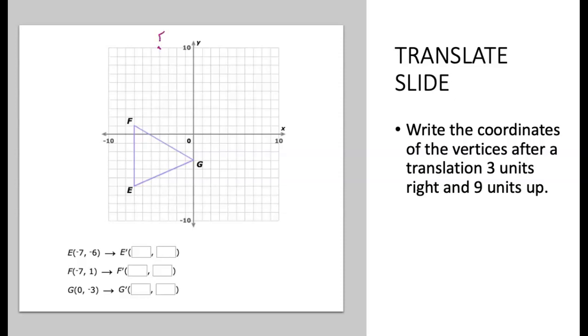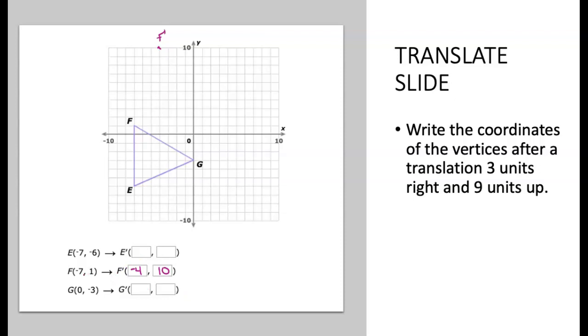So this would be F prime. Now I'm going to need to label that. F is here. Okay, so F prime. What is this number? Now think, we went over 1, 2, 3. So on my x-axis, this is going to line up where? At -4. And I went up 9, and so I'm at 10. So my new coordinate for F is -4, 10.